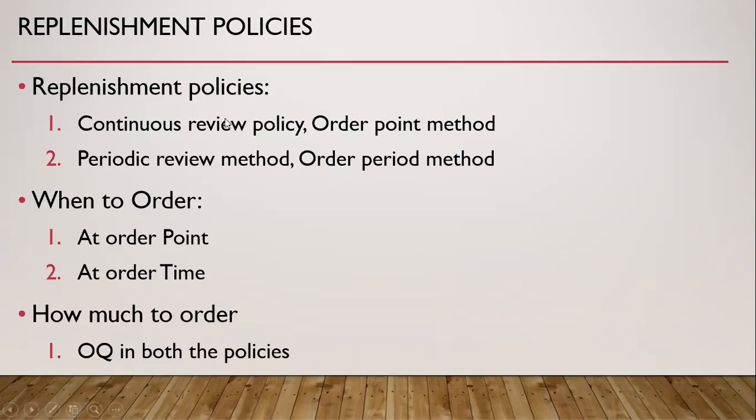So replenishment policies may be either continuous review policy, also known as order point method, or periodic review policy, also known as order period method. So when to order is at the order point when there is continuous review policy and at a particular order time when there is periodic review policy. How much to order is the same in both the policies and it is OQ, ordered quantity.